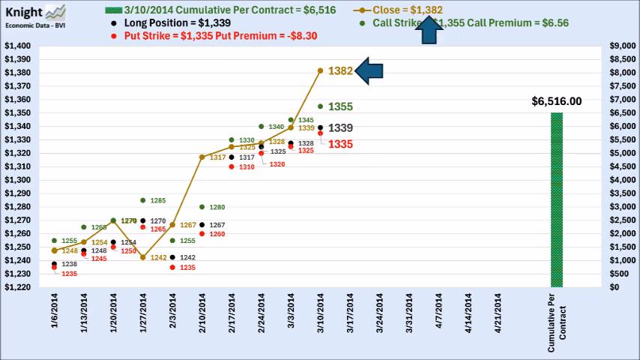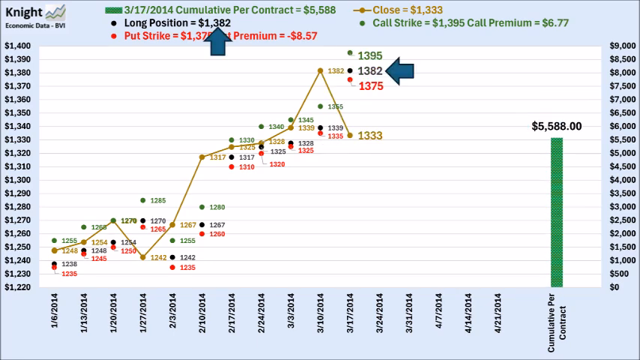The market settles at 13.82. Our 13.39 long is called away at 13.55, netting us $1,332 on the week, bringing the cumulative total profit per unit up to $6,516. We establish a new long position at 13.82, and lay down our 1-week collar.